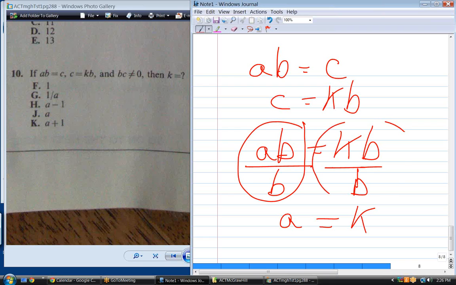Divide both sides by a number that's not 0. If b could be 0, that might be a dangerous step. If b equals 0 were a solution, you would lose it. But in this case, you can do it.